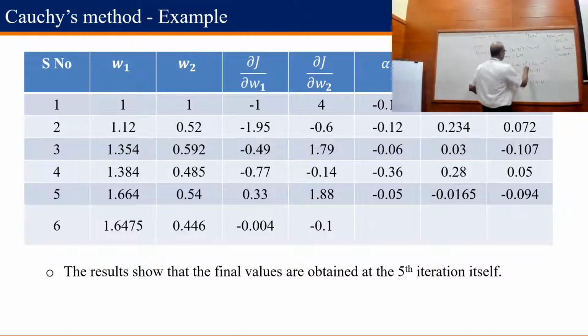Now we also said that this point is at 2, 2. Now at 2, 2, the gradients are minus 12 and minus 8. Am I doing okay? Yes, sir.